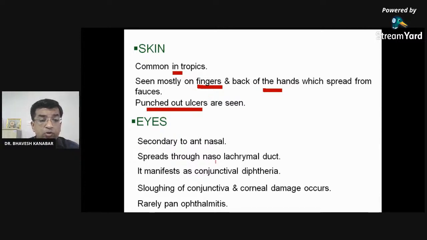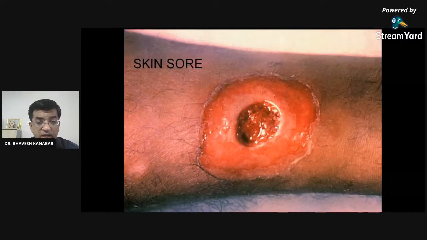In the eyes, there is involvement of the nasolacrimal duct and conjunctiva, manifesting as conjunctival diphtheria. No need to remember these other forms in detail, we are just going quickly. Sloughing of the conjunctiva and corneal damage can occur, and rarely there can be panophthalmitis. In the skin, you can see the skin sore, the skin ulcer, a punched out lesion, because of diphtheric involvement.